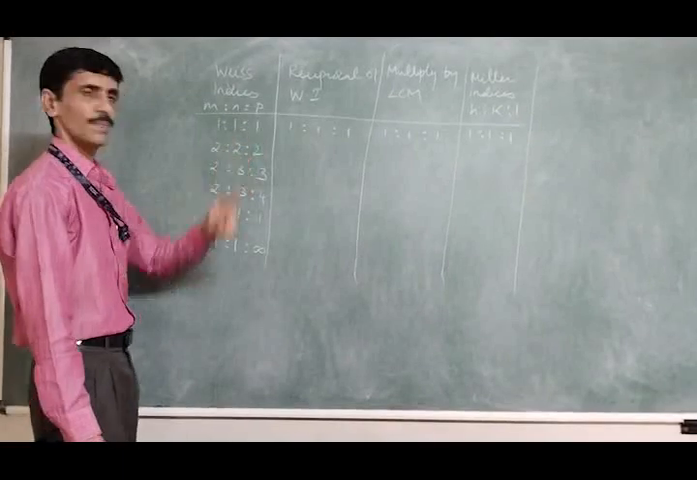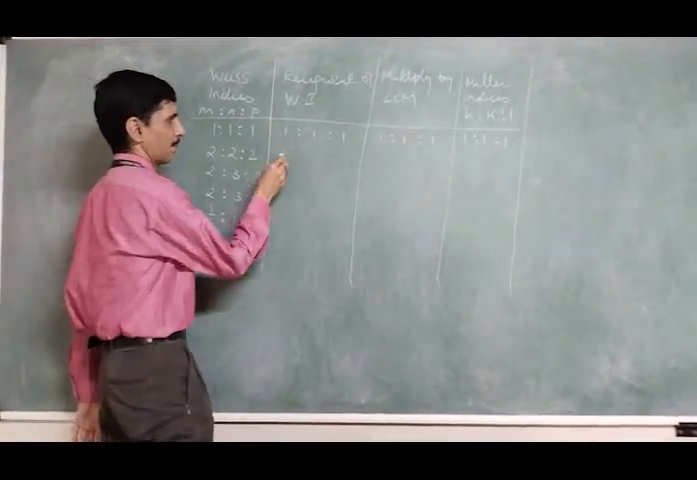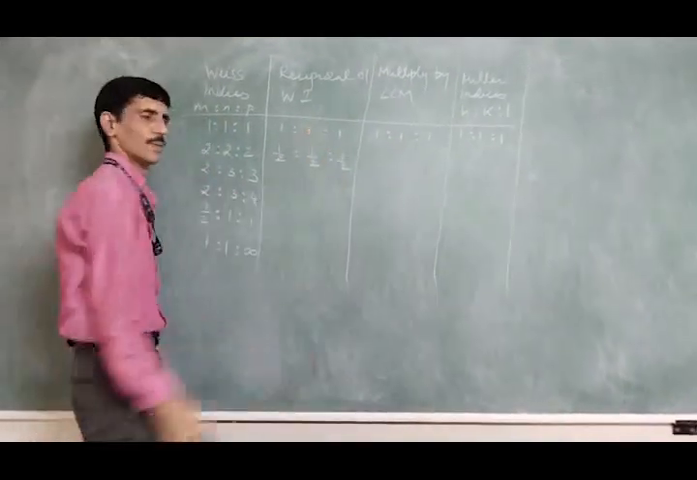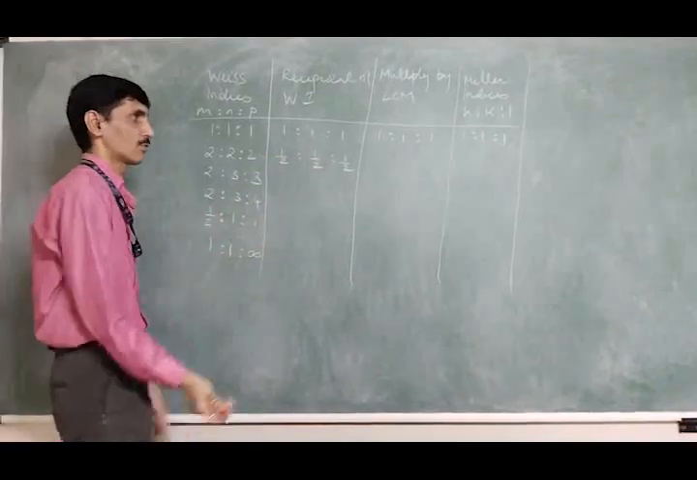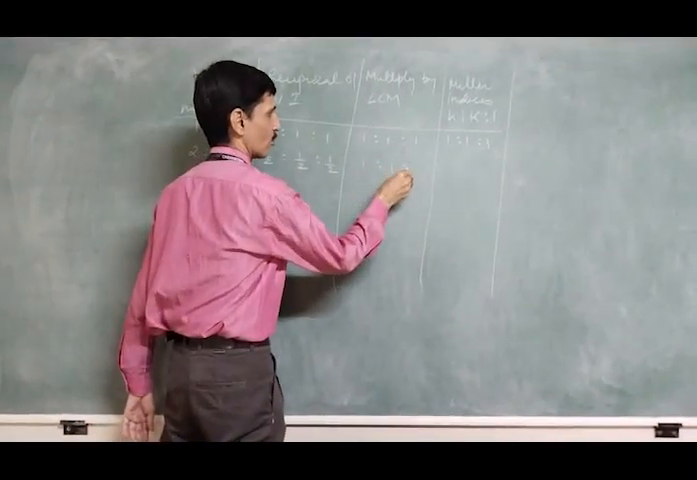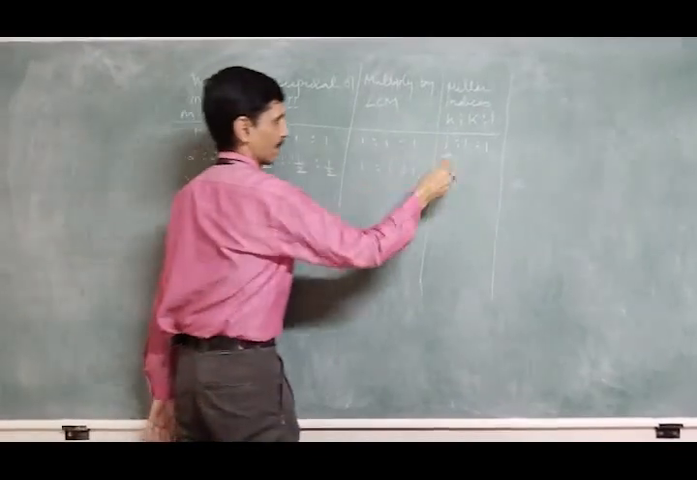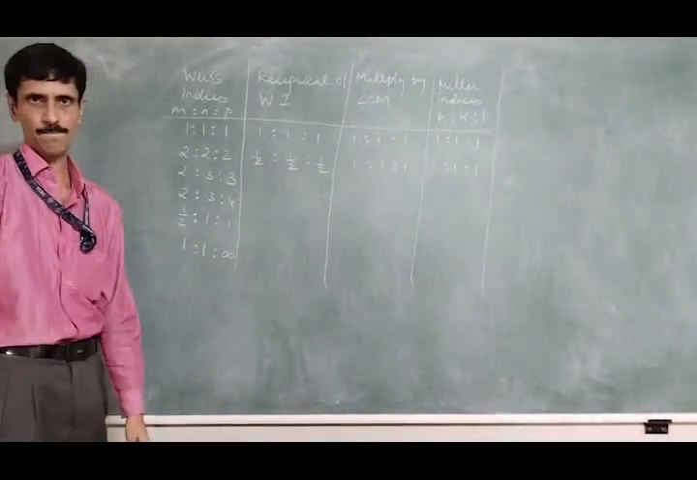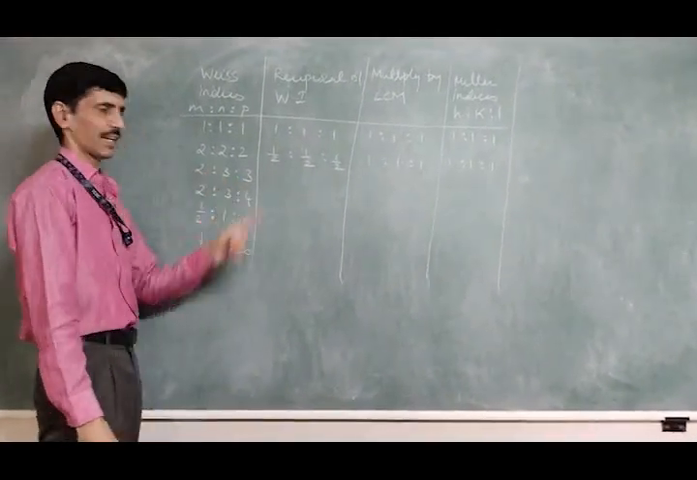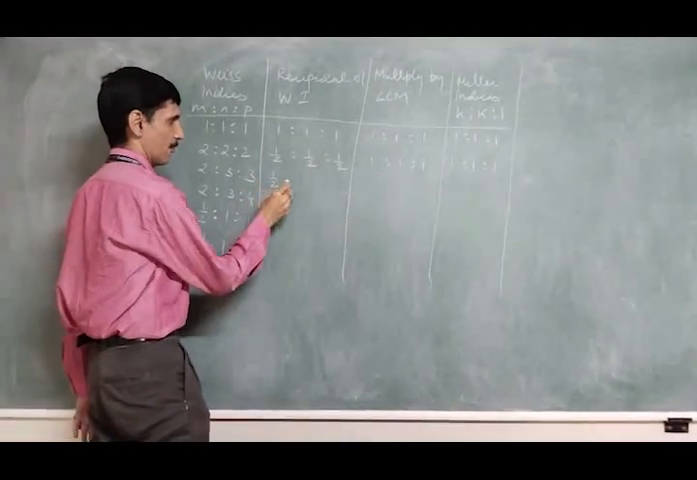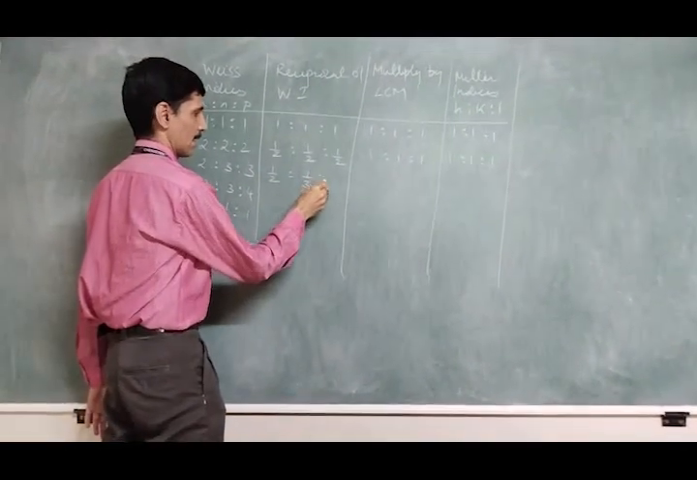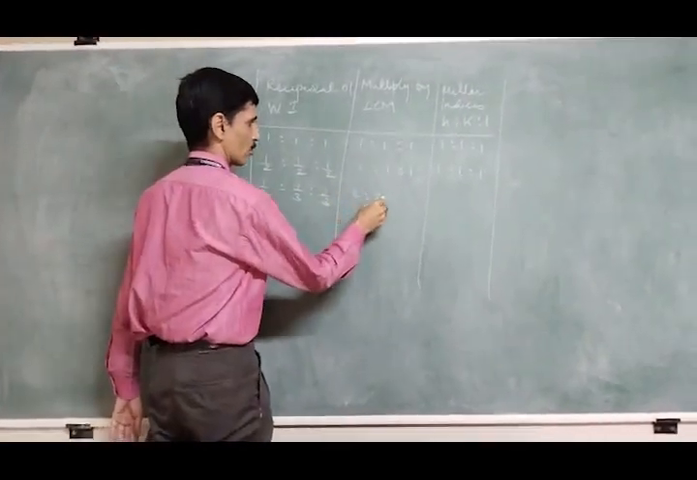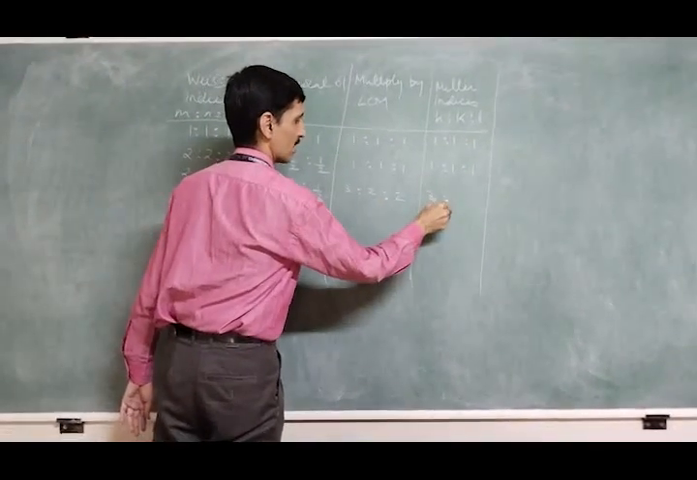We're going to do 2:2:2. So in this case, when we take the reciprocal of this, it is 1/2, 1/2, and 1/2. The LCM of this is 2, so multiply it by 2, so you get 1:1:1. Once again, it is in the simplest ratio, so this gives you 1:1:1. Alright? Next is 2:3:3. So we make it 1/2, 1/3, 1/3. The LCM of this is going to be 6. So we have 3:2:2. So this is also 3:2:2.